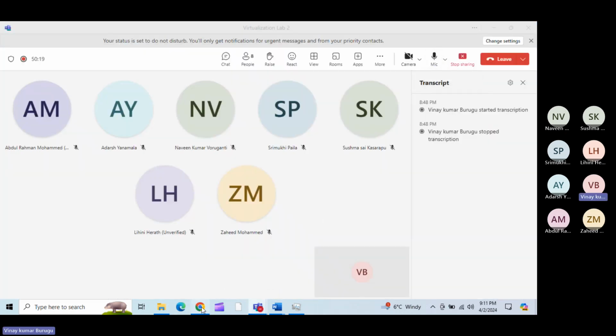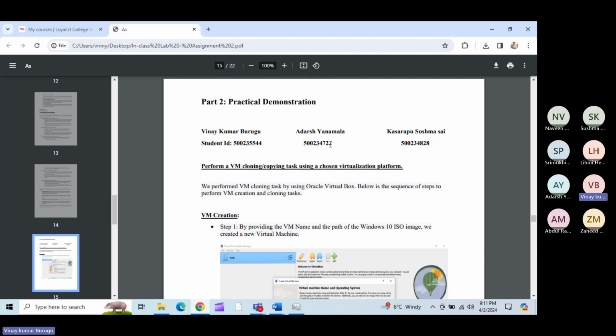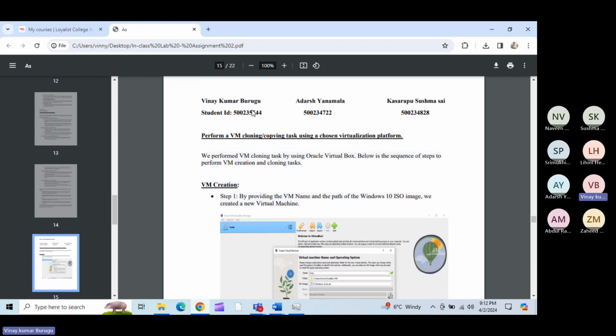Yeah, thank you, Naveen. Myself, Vinay Kumar. Now we'll be discussing the practical demonstration of the cloning. Till now, we have seen the theoretical aspects of cloning or copying a virtual machine. Now we'll see the practical implementation. This part was done by me along with Adarsh and Sushma. So now we'll see the step-by-step procedure of how we perform the cloning.